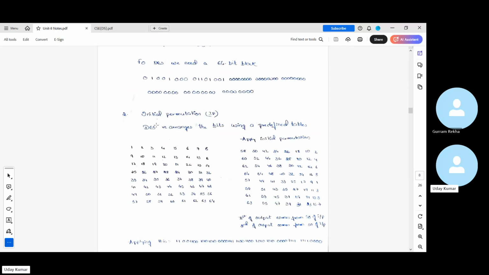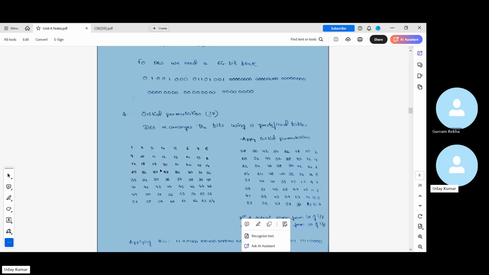Now starts the initial permutation. DES rearranges the bits using a predefined table. Okay. Now what I have done here is I have just written it in an 8 by 8 matrix, students. So all these 64 bits should be written like here: 0, 1, 0, 0, 1, 0, 0, 0. Okay, and next one 0, 1, 1, 0, 1, 0, 0, 1. Okay, so these first 16 bits will be this, students, and all the other bits will be zeros.